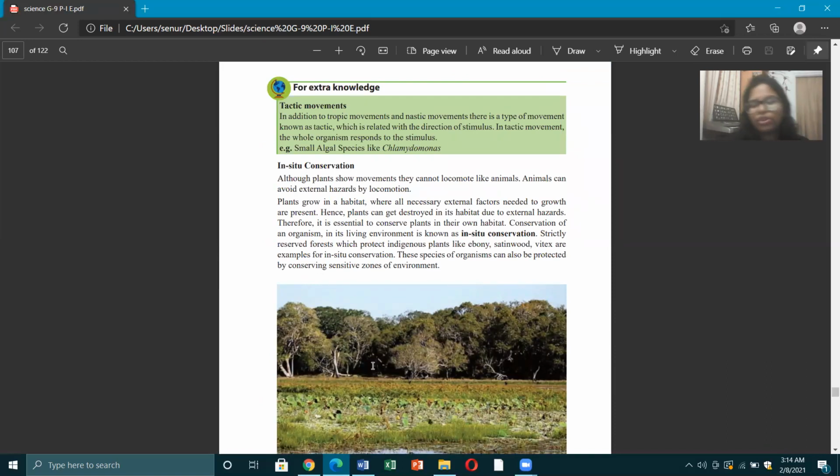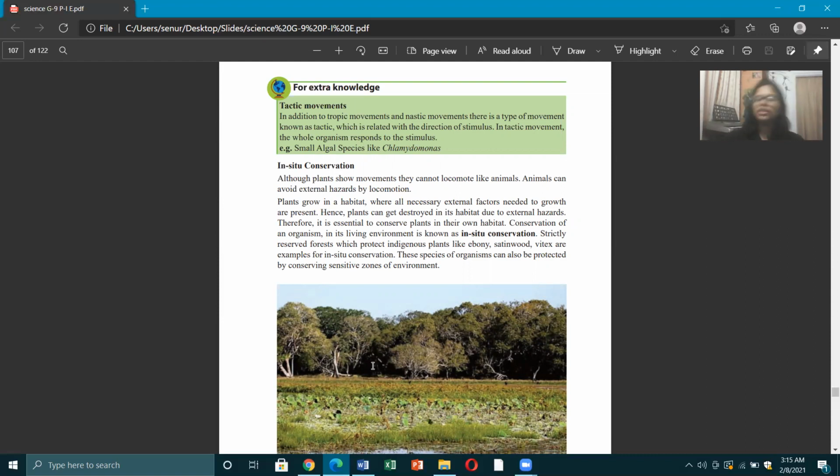So there are two types of conservation methods, in situ and ex situ. In situ, children, is where we keep animals or plants in their natural environment and conserve them there. So we are conserving the animals or the plants in their own habitat, in their own living environment. Right? Ex situ is where we take them to an artificial place outside, made like their natural place, and conserve them there. For example, the zoo.